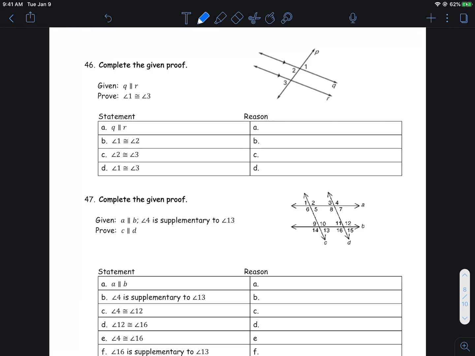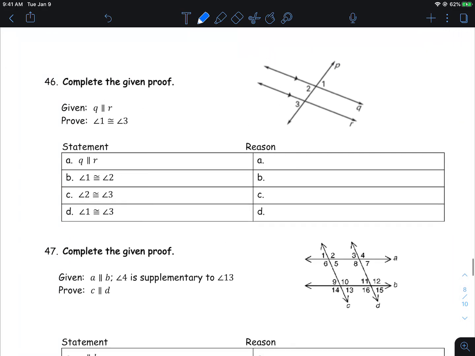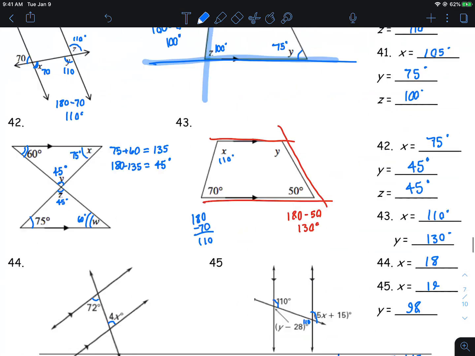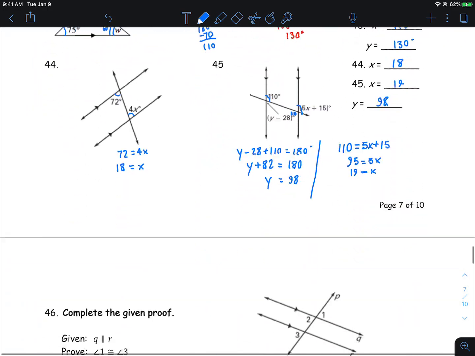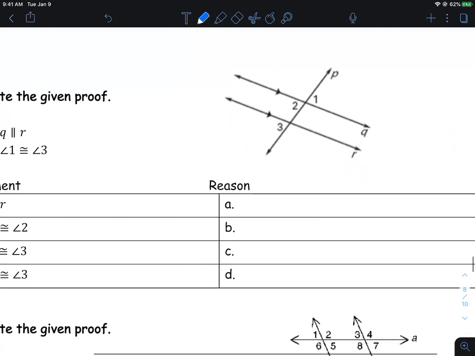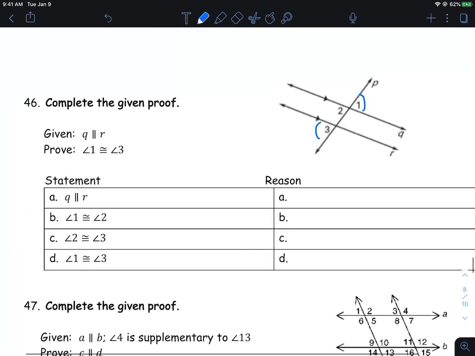Let's knock out a couple of proofs here dealing with the parallel lines. First one, given that line Q is parallel to line R, we're going to prove that 1 is congruent to 3. 1 and 3 are actually alternate exterior angles. So actually what we're doing here is proving the alternate exterior angle theorem.